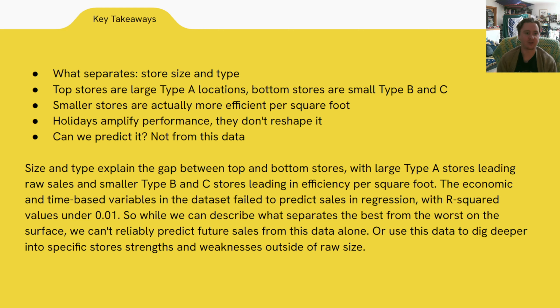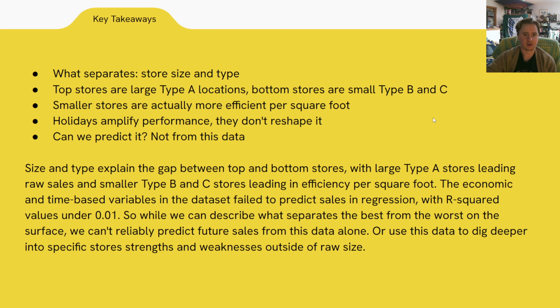Variables that do separate the stores are static structural ones like size and type that don't change week to week. The variables we have that should drive performance week to week, temperature, fuel price, consumer price index, and employment, failed to predict sales in regression with R-squared values under 1%. So while I can describe what makes a store top or bottom tier in the context of this data, I can't reliably predict it without better data.